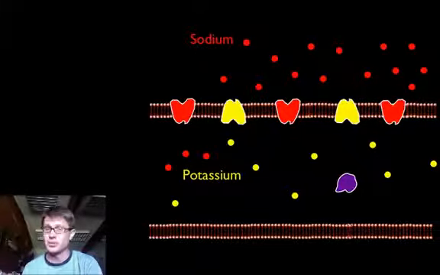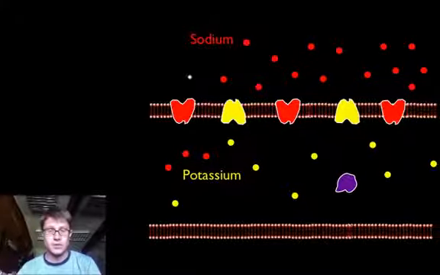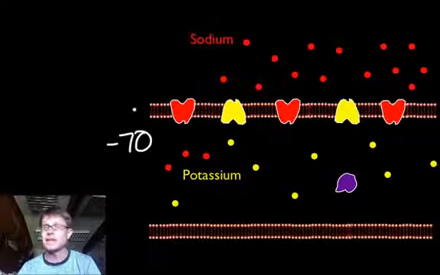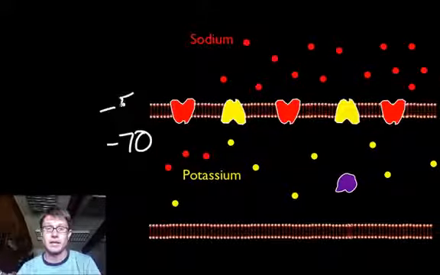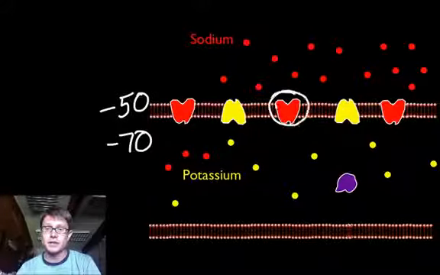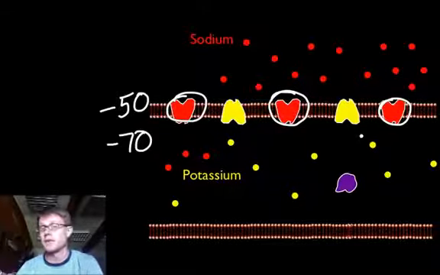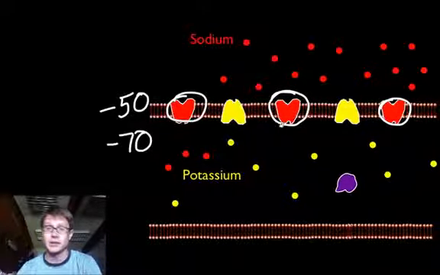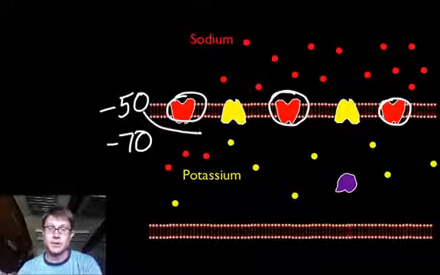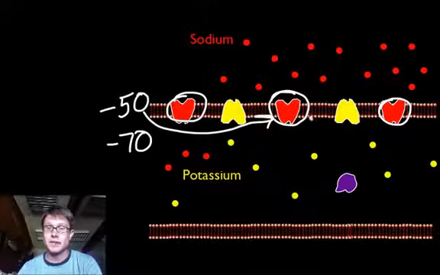Now, what's that going to do? It's going to change the voltage. Remember, it used to be negative 70 millivolts, and now it's going to be less than that. So maybe it's going to be negative 50 millivolts. What does that do? Well, these channels not only allow sodium and potassium to move through, they're actually activated by changes in the voltage. And so that opens up the next sodium channel a little bit down the way.